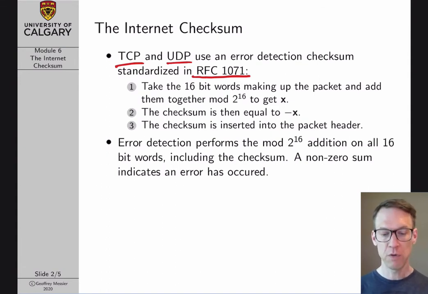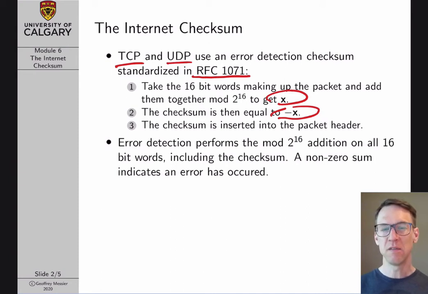So anyway, if you read RFC 1071, it talks about how to do the internet checksum. Basically, you take your packet, and I'm referring to a packet now because this is higher up the protocol stack, and you chop it into 16-bit chunks or 16-bit words. Then you add all of those words together modulo 16 to get a value x. Then the checksum is equal to the negative of that value. So when you add the payload and the checksum together, modulo 16, you should always get zero. And if you don't get zero, then you know an error has occurred.